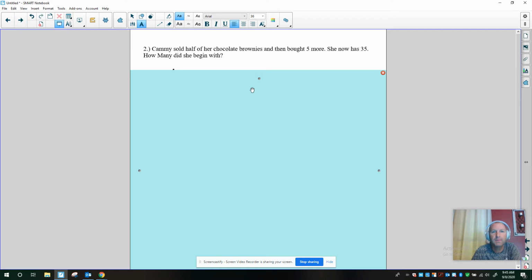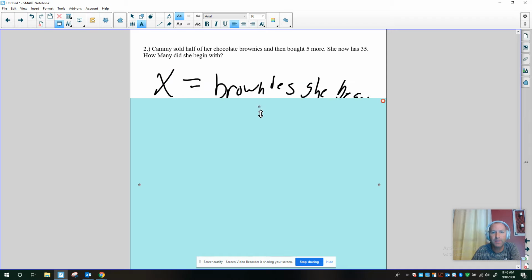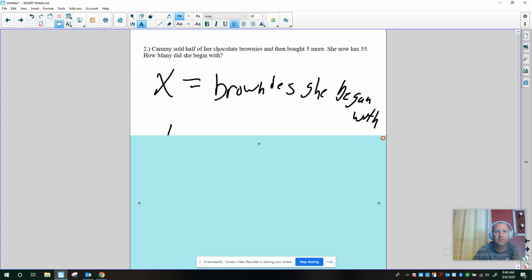Question 2. Candy sold half of her chocolate brownies and then bought 5 more. Now she has 35. How many did she begin with? All right, again, we need to calculate how much she began with, or we know that she has 35 now. We know that the variable is going to be how many did she begin with. So again, the question mark, x is equal to the number of brownies she began with.